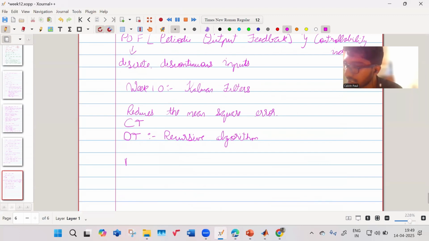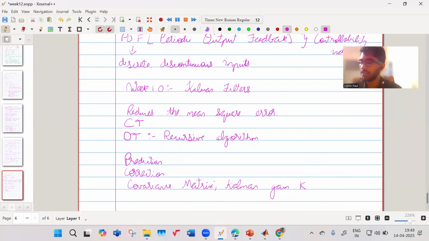It has two steps: a prediction, followed by a correction. And then you have a certain covariance matrix, and you have a Kalman gain K. All these are present.